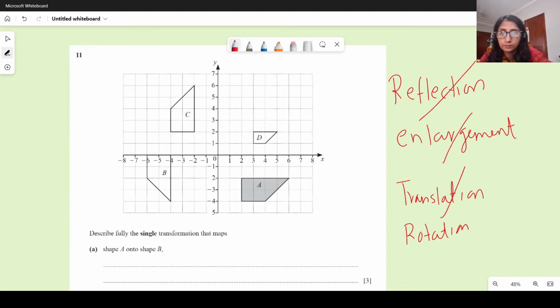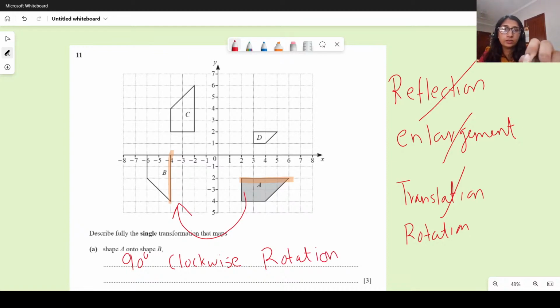So it's a rotation. And how is A changing into B? What kind of rotation is this? Clockwise, anti-clockwise, 90 degrees, 270 degrees? So this line is rotating into this line. So I know it's a 90-degree rotation. And also I can tell that it's going in this direction. So I'll write 90 degree. This direction is clockwise. Clockwise rotation. And also I need the center of rotation.